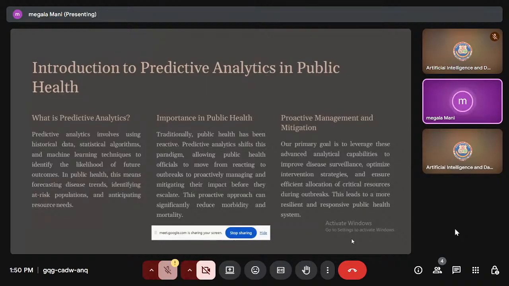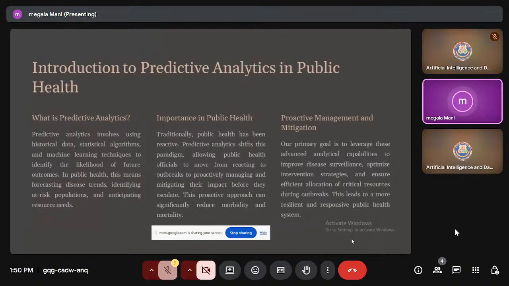So here we have historical data, statistical algorithms and machine learning techniques. We have to specify which technique to use in the solution. Based on this, we focus on disease trends, identifying at-risk populations and anticipating resource needs. This section is not only about prediction. After predicting, we have to consider which cases to secure and what resources are available, and give that information to the public. This is a basic introduction to predictive analytics.